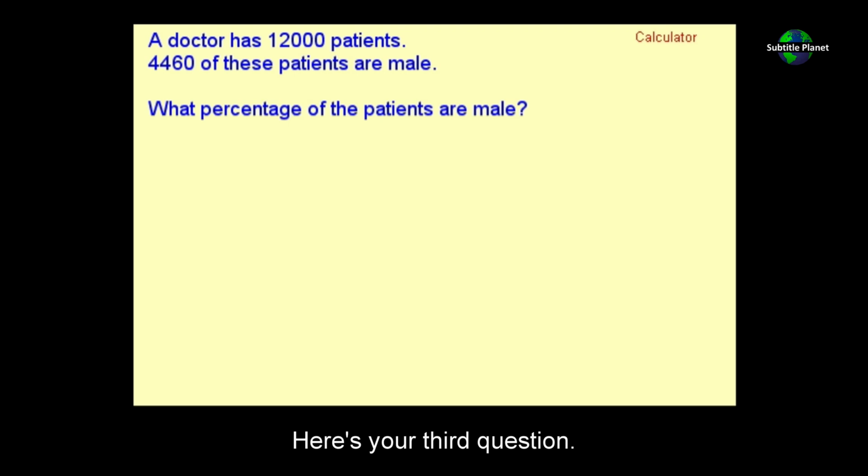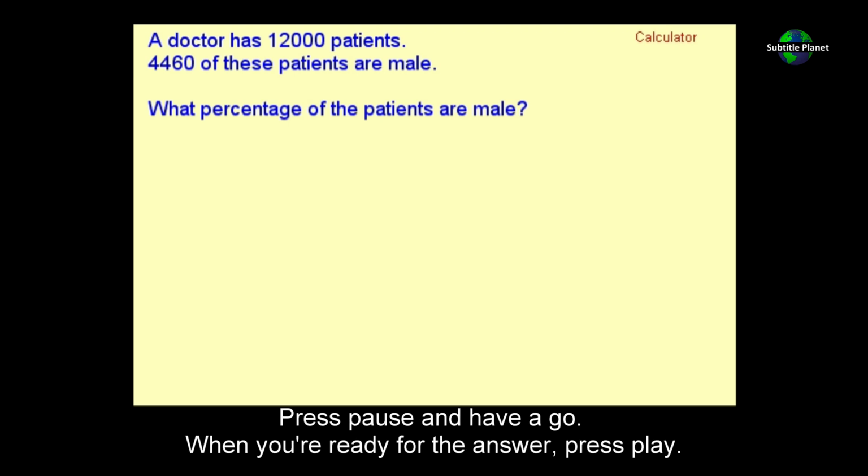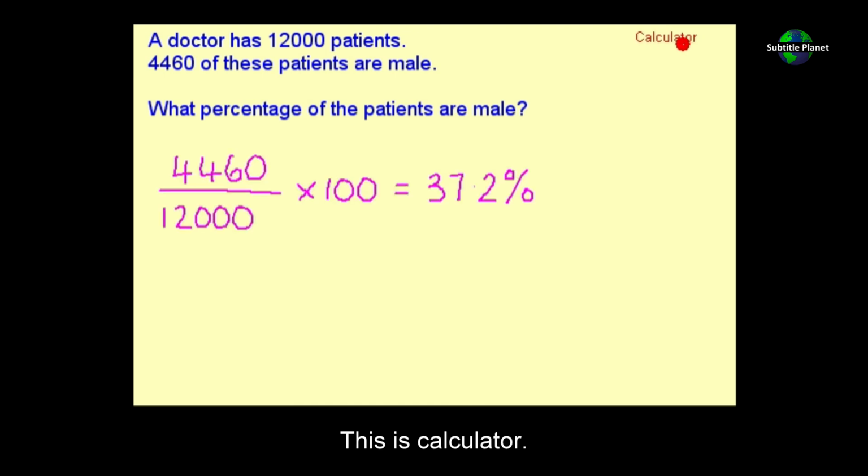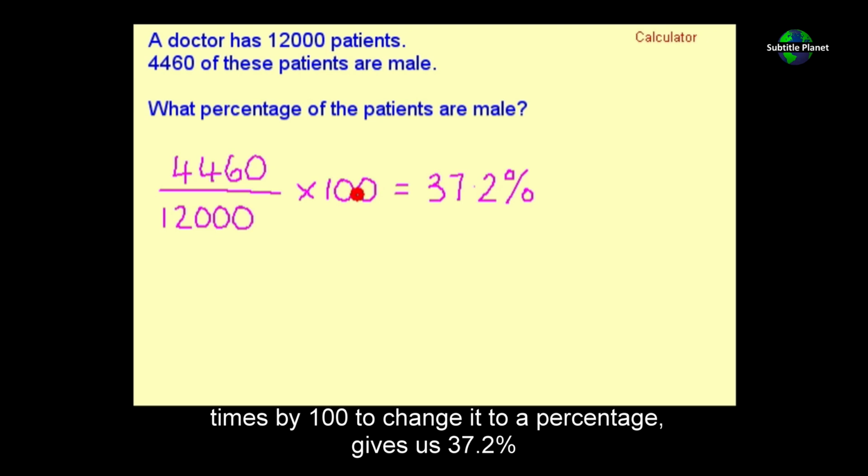Here's your third question. Press pause and have a go, and when you're ready for the answer, press play. This is calculator. So, 4,460 out of 12,000 times by 100 to change it to a percentage gives us 37.2%.